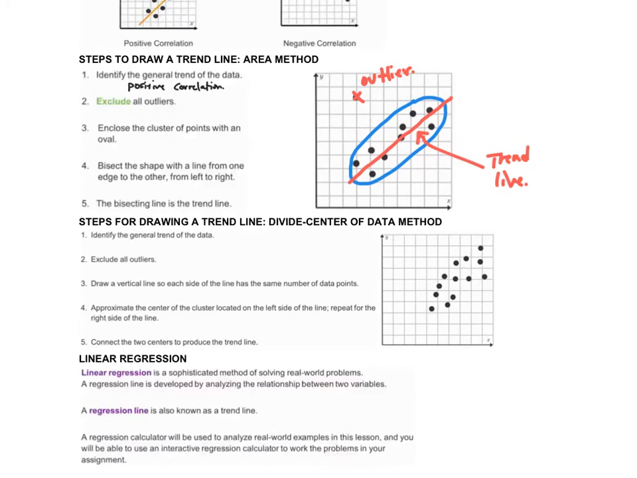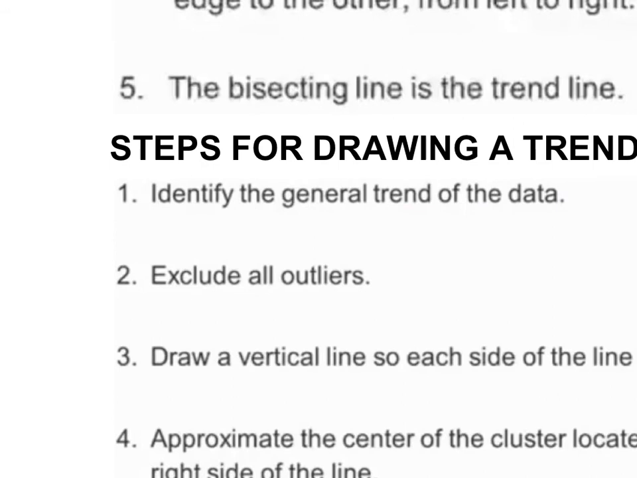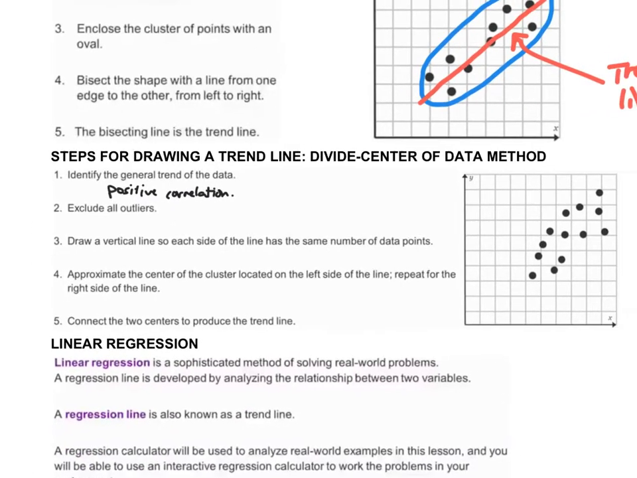But let's talk about another one. Another method for drawing a trend line is the divide center of data method. In this method, we have the first two of the same steps: we want to identify the general trend of the data and then exclude all outliers. What I notice here is that we have a positive trend, a positive correlation, so I'm going to write that we have a positive correlation. And we want to exclude all outliers. Now, in this example, we don't have any outliers.